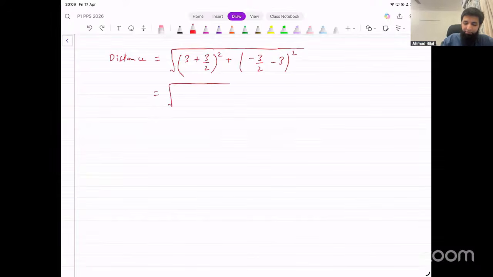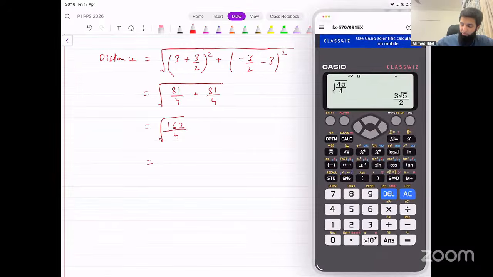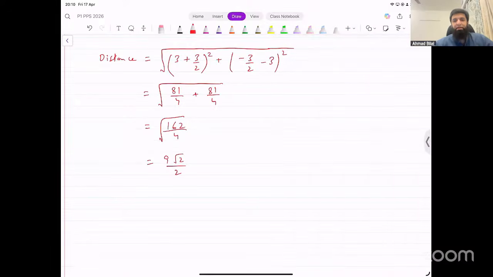Now, what does this turn out to be? This will be 9 over 2, right? 9 over 2 squared, that will be 81 over 4. And the other one is also going to be 81 over 4. 162 divided by 4 and then square root of that. Now, you can put this on a calculator. Square root of 162 divided by 4. That is 9 under root 2 divided by 2. That's your final answer. That's what we were looking for. Make sense, right? Any issues with this?